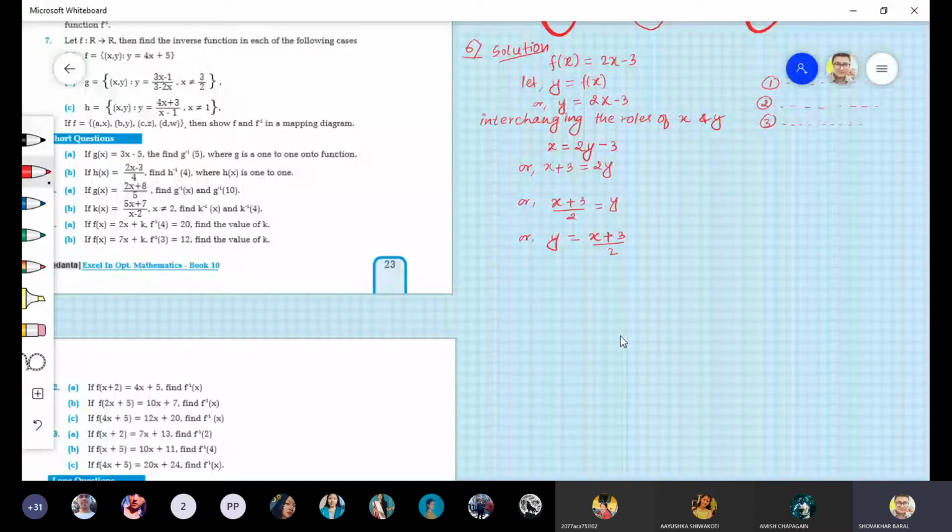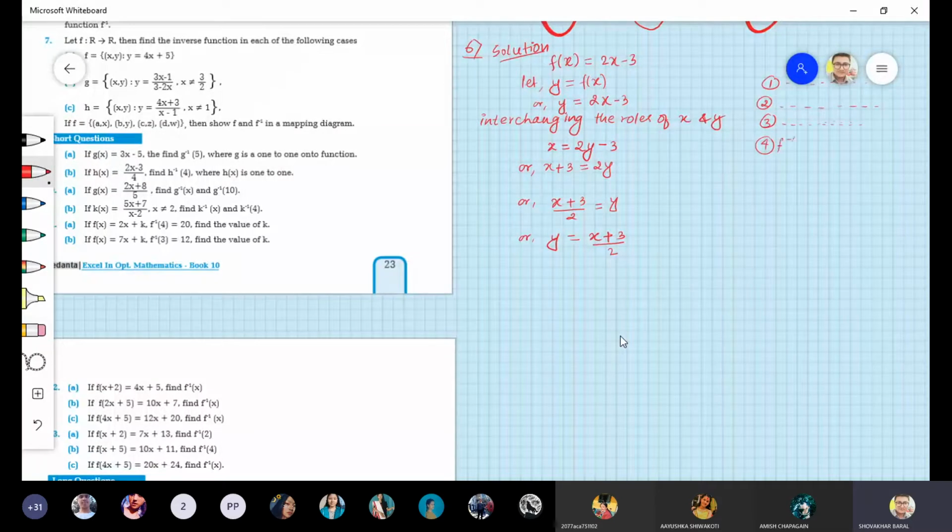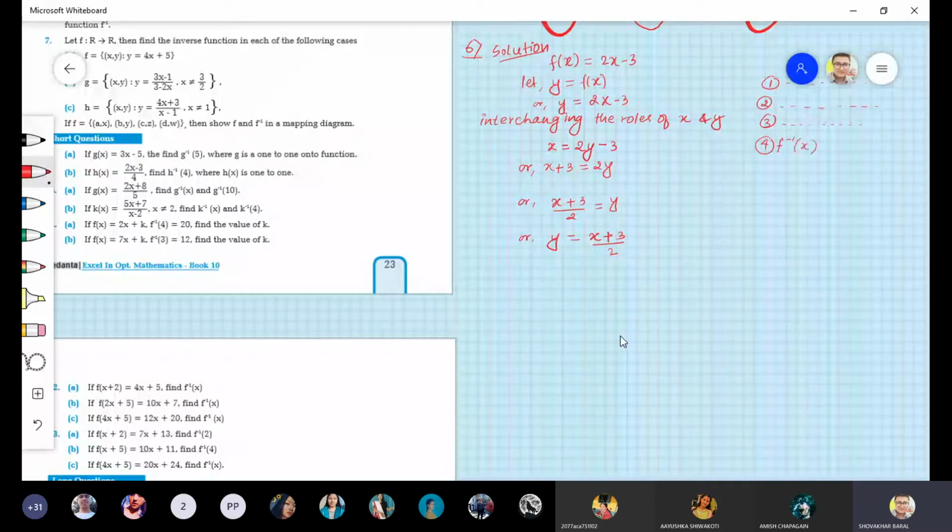And in step number 4, after solving for y, replace the value of y by f inverse. Actually, this y is the inverse of the function. Therefore, you can simply write f inverse(x) = (x + 3)/2.